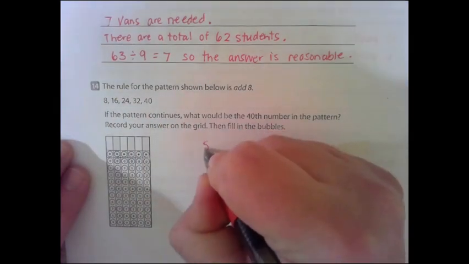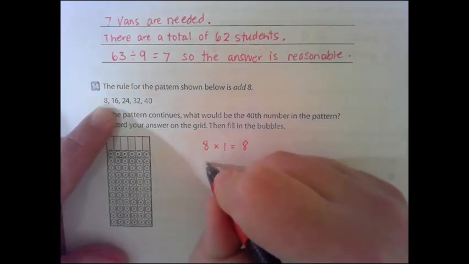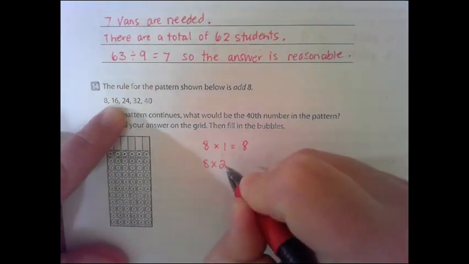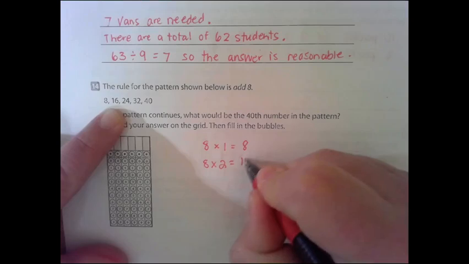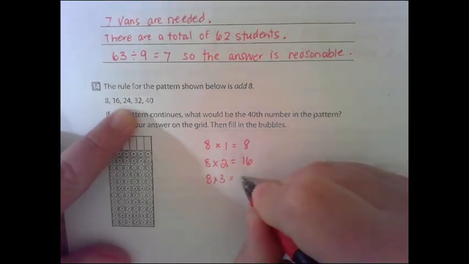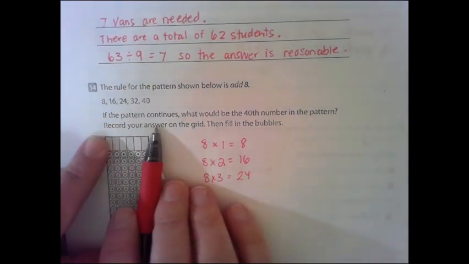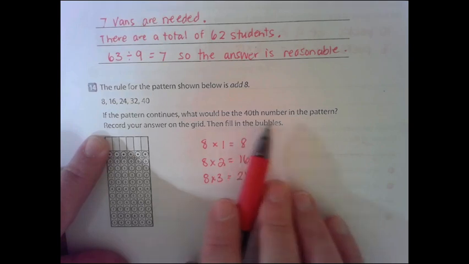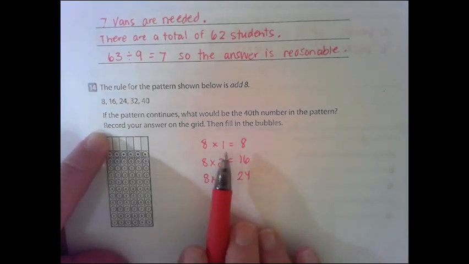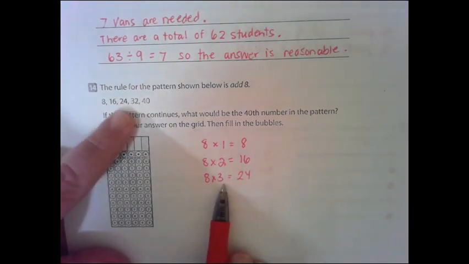So if I did 8 times 1, that would be 8. 8 times 2 would be 16. And 8 times 3 is 24. So we have a pattern here. So if this pattern continues, what would be the 40th number in the pattern? So again, the first number in the pattern was 8. The second number in the pattern was 16. And the third number in the pattern was 24.